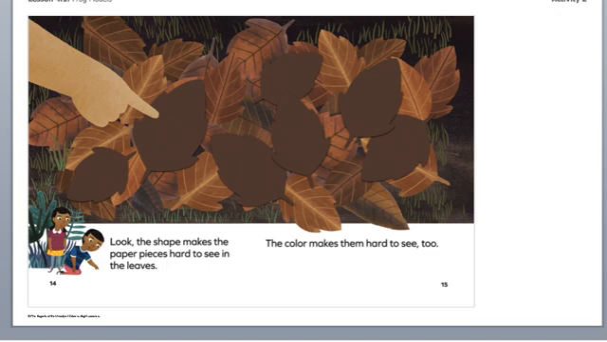Look, the shape makes the paper pieces hard to see in the leaves. The color makes them hard to see too.